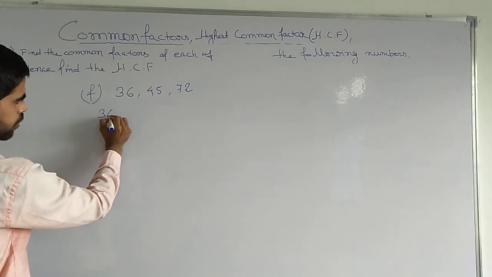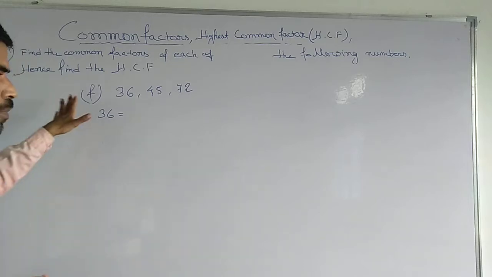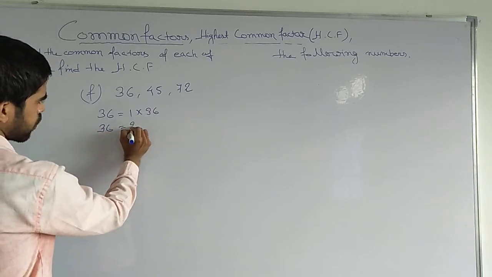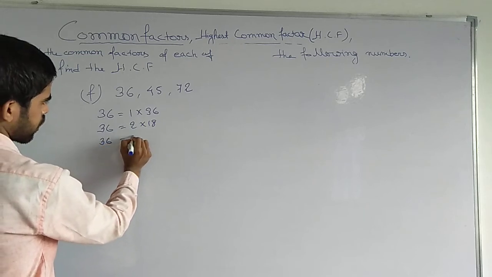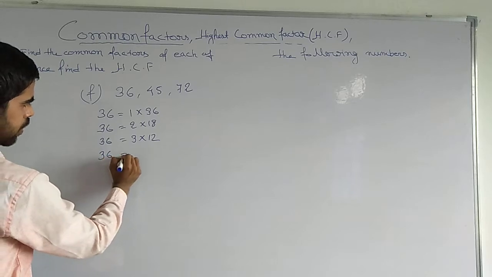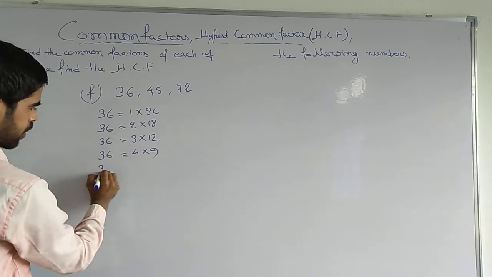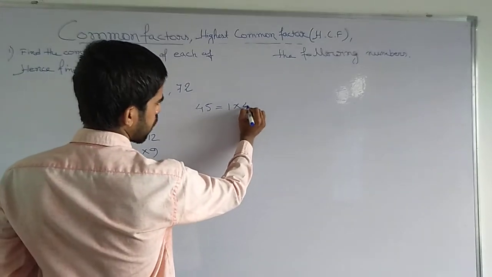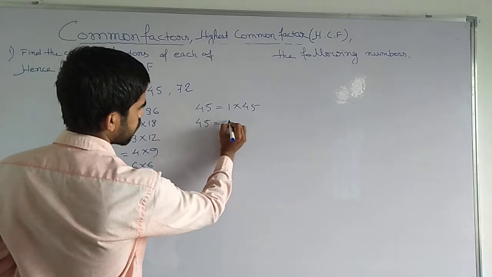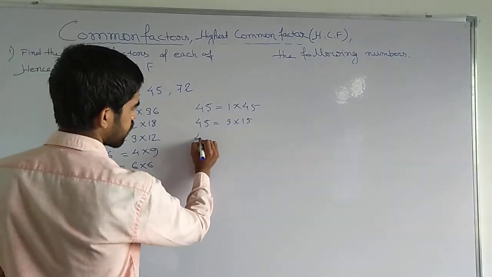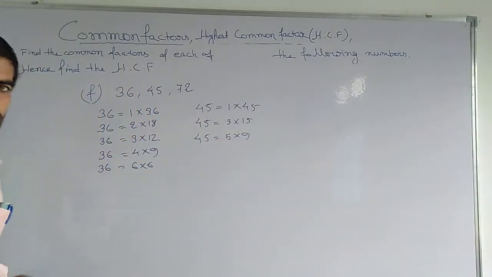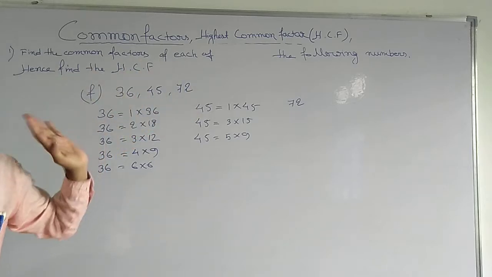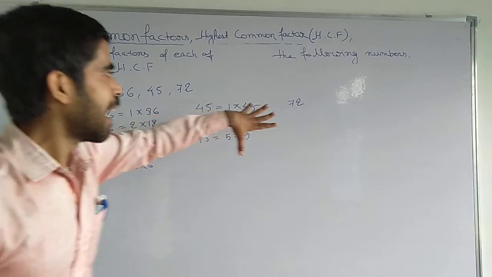So the factors of 36, what are they? Just as we did in number A. 1 into 36; 2 into 18, okay, and more; and then 6 into 6. Now 45, quickly: 1 into 45; 3 into 15, 45; 5 into 9, 45. Now 72. Same. Before, only two numbers were given. Now there are 3 numbers, so just as usual, find the factors of these 3 numbers.